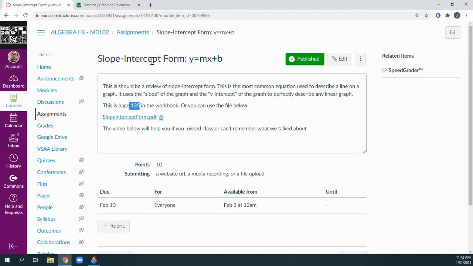We're talking about slope-intercept form, y equals mx plus b. This is the one that you will see mostly in high school. There are other forms, and we're going to talk about them. There are different ways to talk about the same thing. They might talk about a different attribute of a line, but this is the one that you see most of the time, y equals mx plus b.